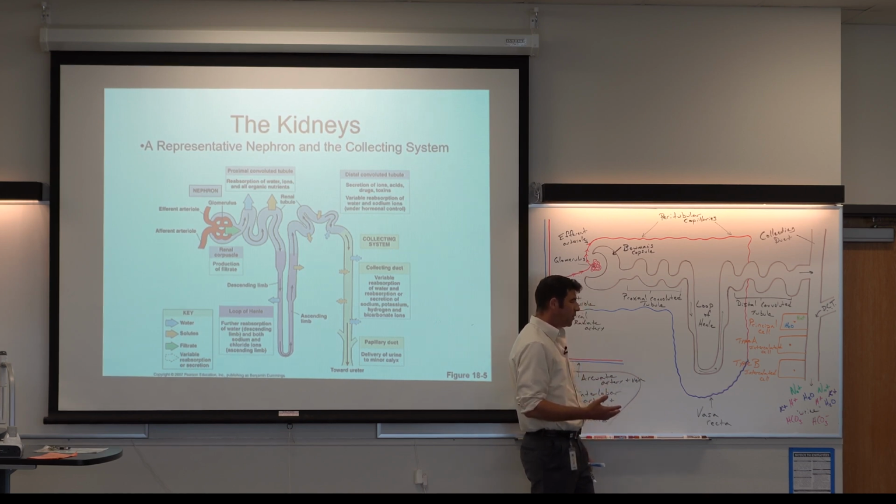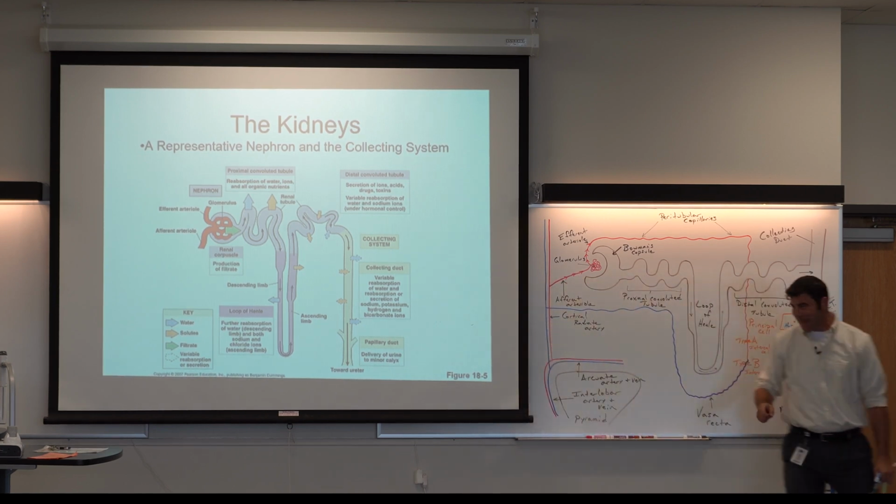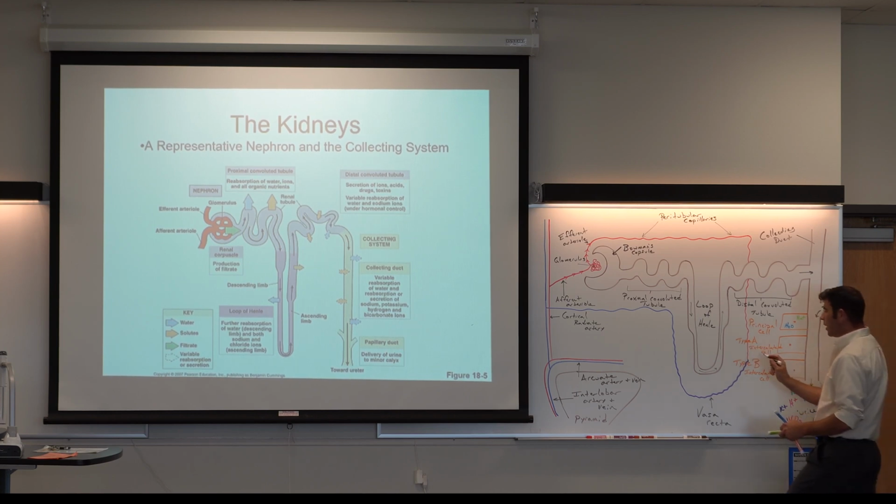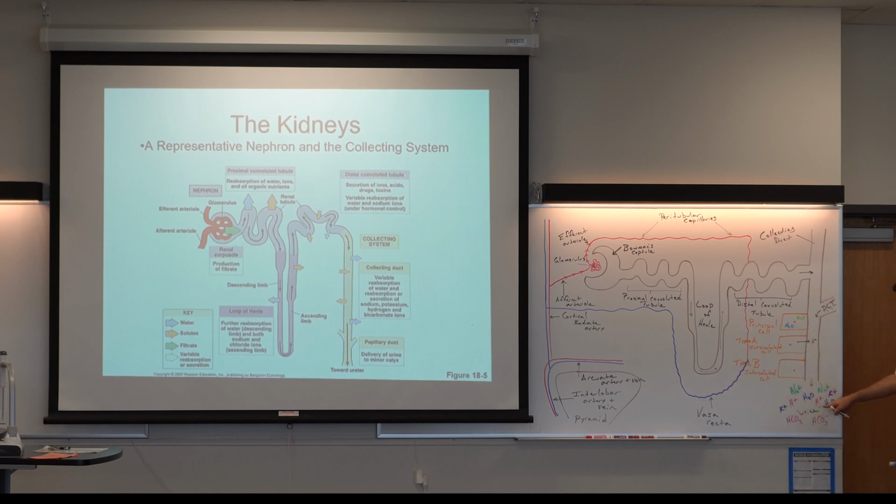Maybe that's one way that you can easily remember these. Type A intercalated cell is going to kick into gear if the blood is too acidic. Maybe combine the type A with blood being too acidic. We're going to see that what this type A cell is going to do is pull hydrogen ions out of the bloodstream that's too acidic, and get rid of those hydrogen ions into the urine. That's one of the ways that we could end up with extra hydrogen ions in the urine.